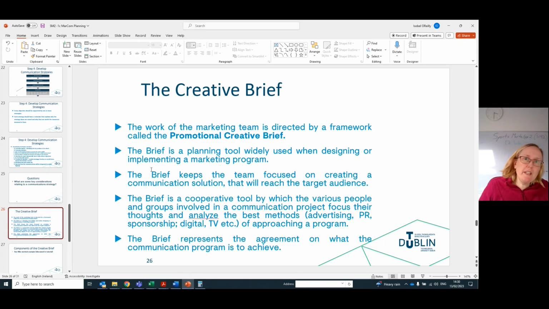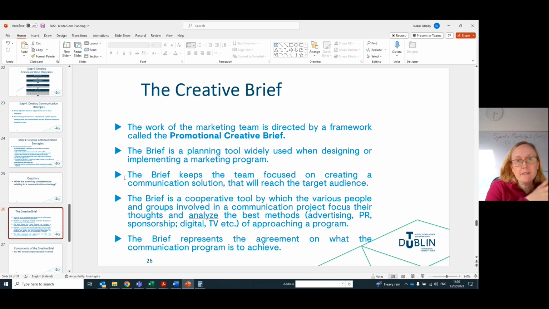So this master brief, or your creative brief, is the summary of everything. It's still not working out the details, but it's the big thinking. It's the big picture view of how everything comes together. So sometimes it can be just on one page. The work of the marketing team is directed by a framework called a promotional creative brief.